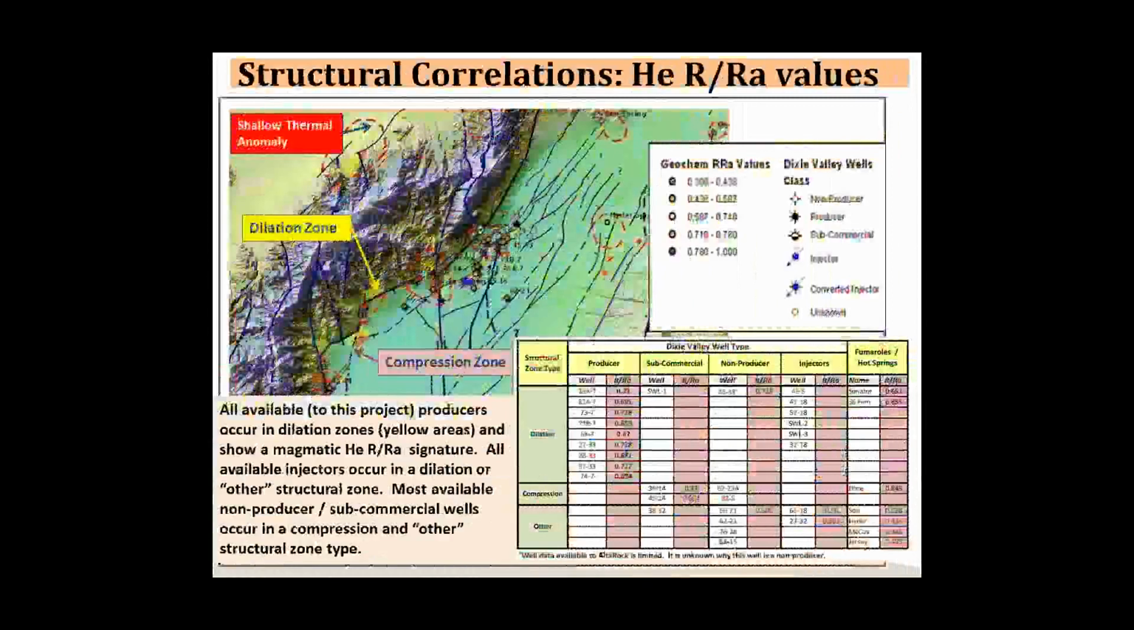We also took it a step further. We had some helium and isotopic ratios, and it turns out that, of all the available raw data to the project, all the producers occur in dilation zones. It's discussed here in this text area, and they show a magmatic signature, and that's also the signature of the reservoir. All available injectors either occur in a dilation zone or other structural zone, and most of the non-producing subcommercial wells occur in compression or other structural type zones. That gave us credence that we were understanding the structural controls in this particular project area.